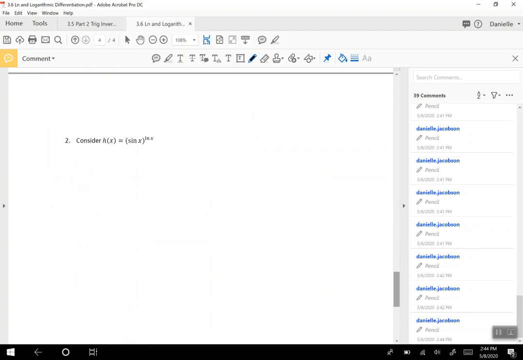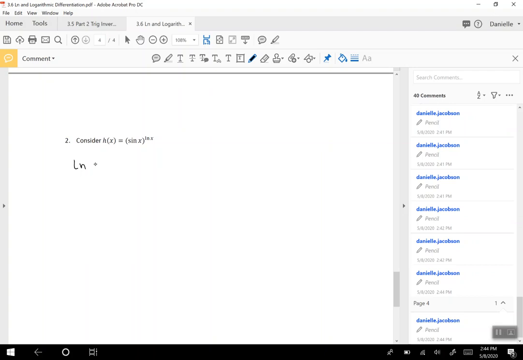I'm going to begin by taking the natural log of both sides. So ln of h of x is equivalent to ln of sine x to the ln x. Here, by properties of exponents, I can drop this ln x out in front. So I have ln of h of x, keeping the left the same, is equivalent to ln x times ln of sine of x.